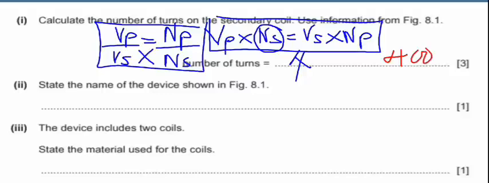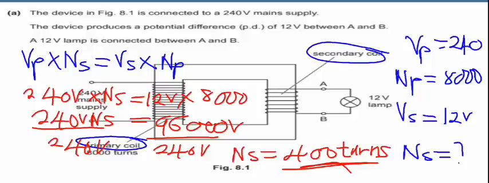Then Roman numeral 2 says, state the name of the device shown in figure 8.1. Of course, we know that this one is a transformer. Now, what kind of transformer is this one? The number of turns for the secondary is 400, and for the primary we have 8,000.